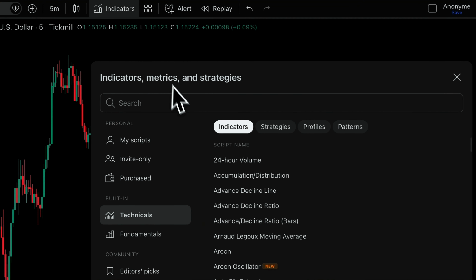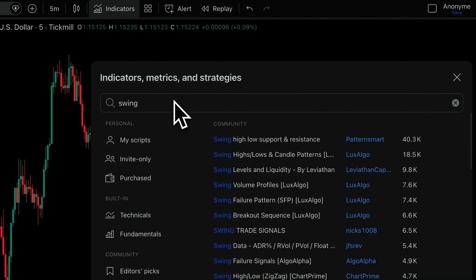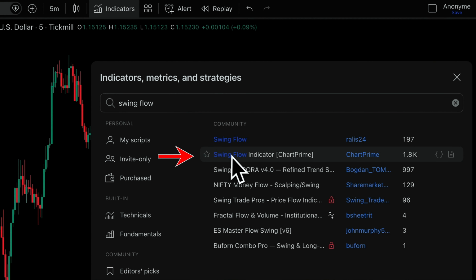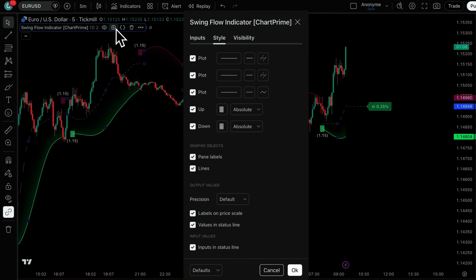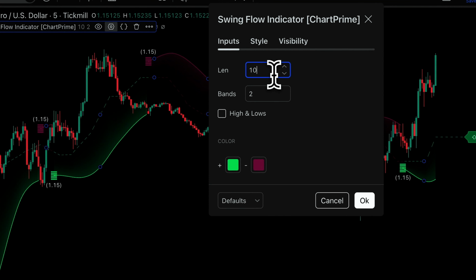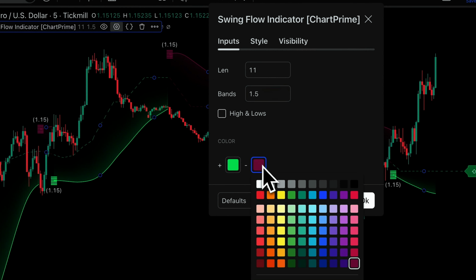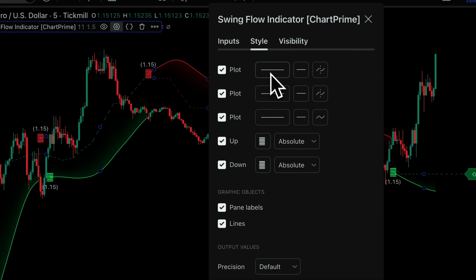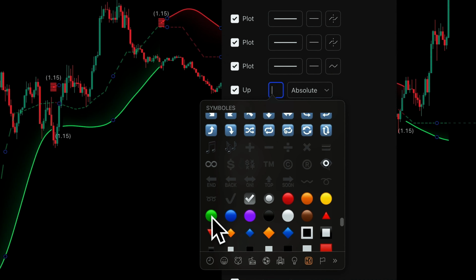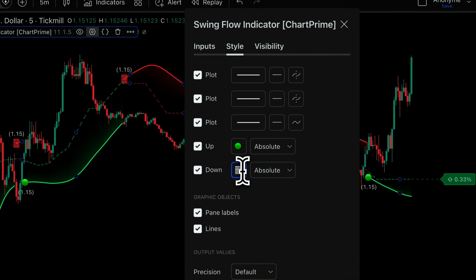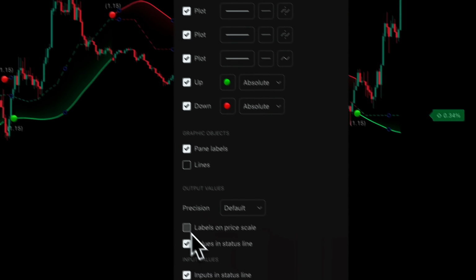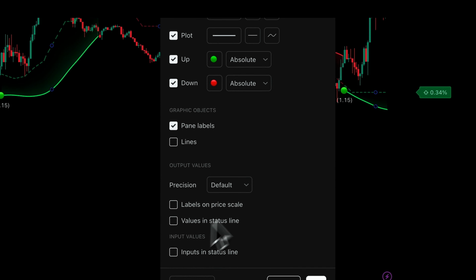First step, we're going to add the technical indicator we'll use for this scalping strategy. You can select this one. We're going to go into the settings to modify it. Here, you put 11, and here you put 1.5. We can change the color to red, and in these settings, you can thicken the lines so they're more visible on the chart. We can also change the symbol. For buy signals, I'll use a green circle, and for sell signals, I'll use a red circle. We can remove this, and remove this.